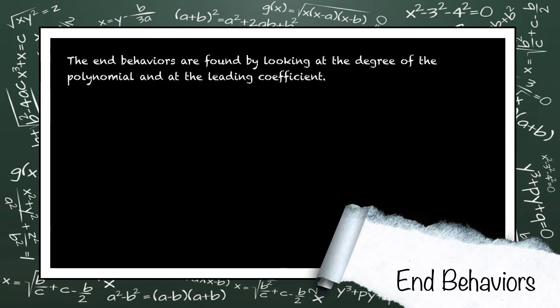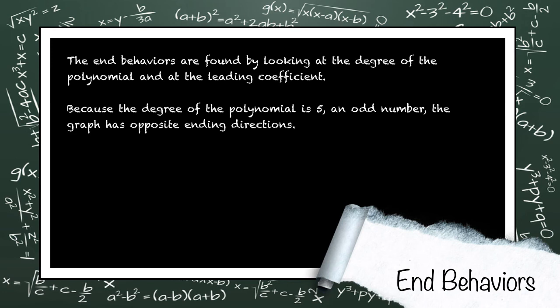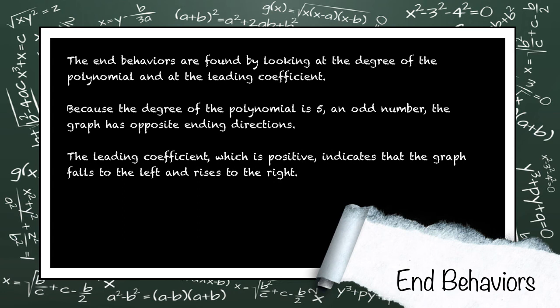The end behaviors are found by looking at the degree of the polynomial and at the leading coefficient. Because the degree of the polynomial is 5, an odd number, the graph has opposite ending directions. The leading coefficient, which is positive, indicates that the graph falls to the left and rises to the right. The end behaviors will look like this.